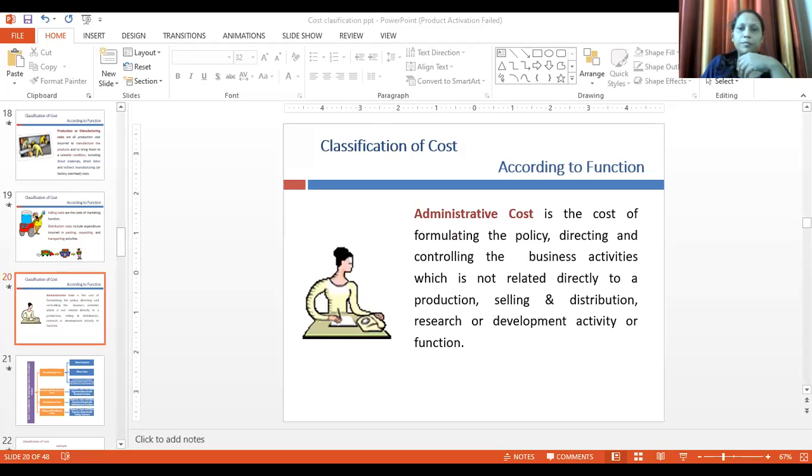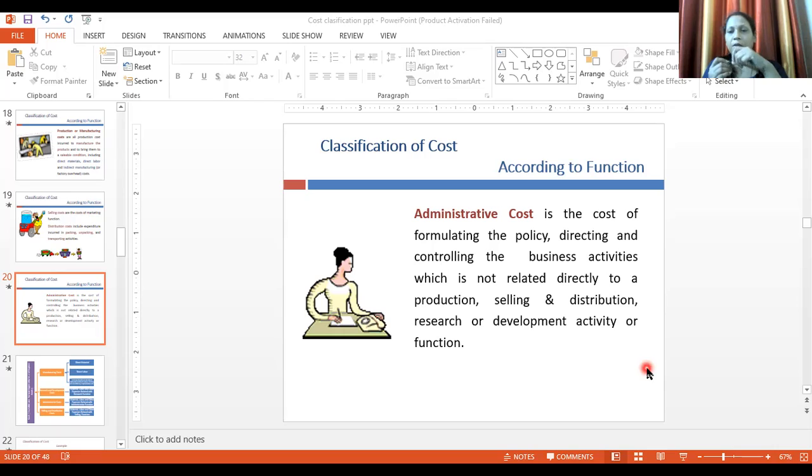So next, we are starting from administrative cost. What is that? Administrative cost is the cost of formulating the policy, directing and controlling the business activities which is not related directly to a production, selling and distribution, research or development activities or function.